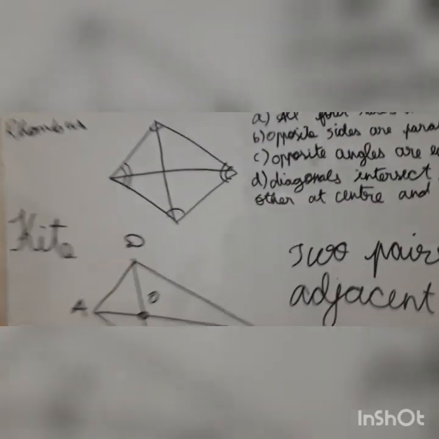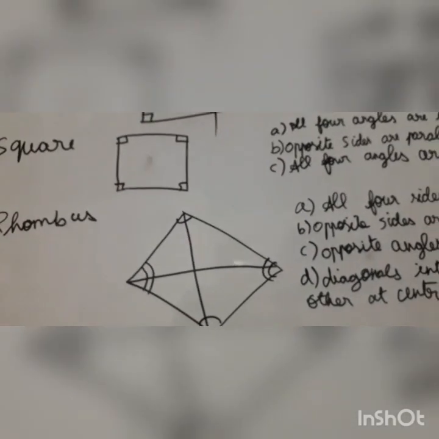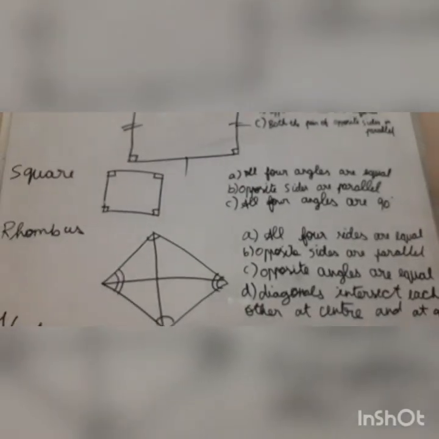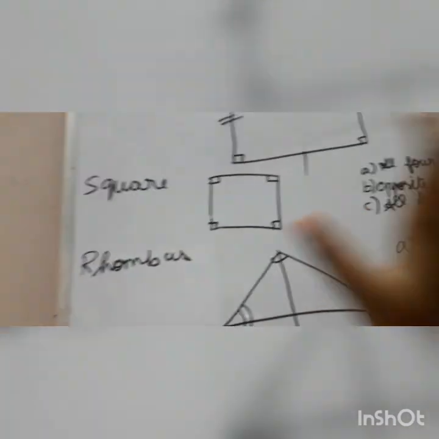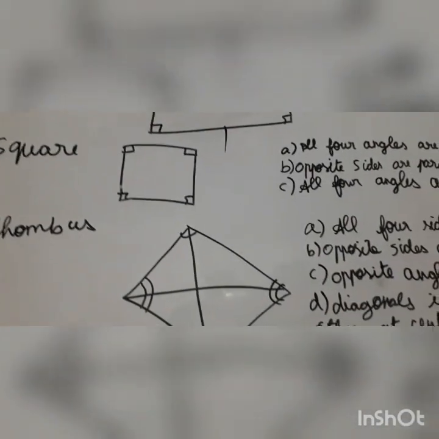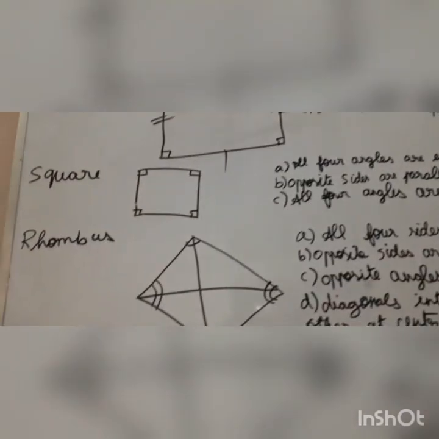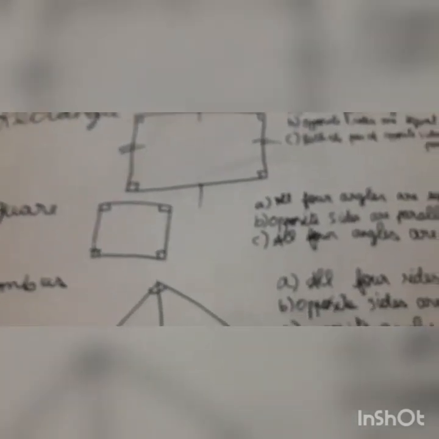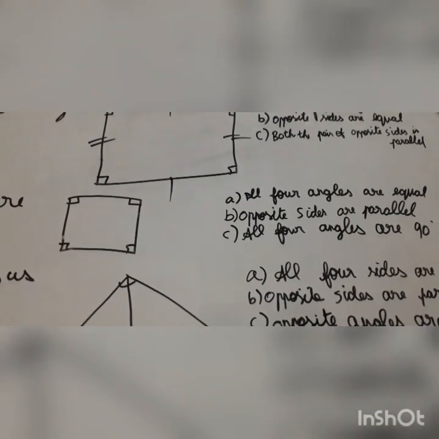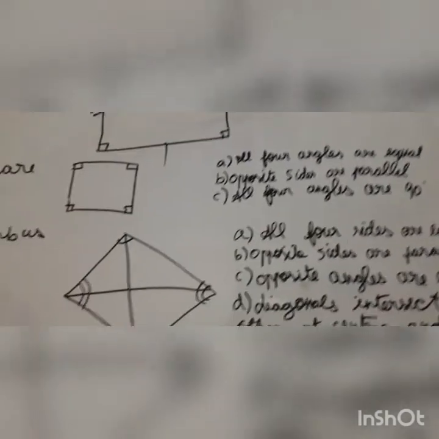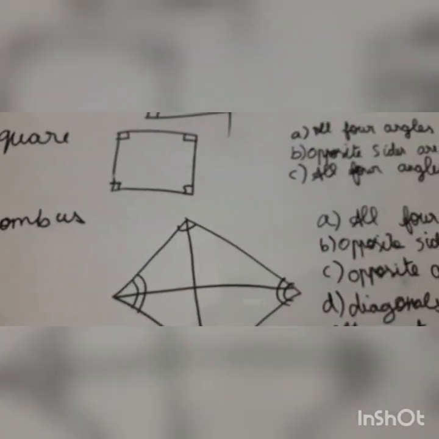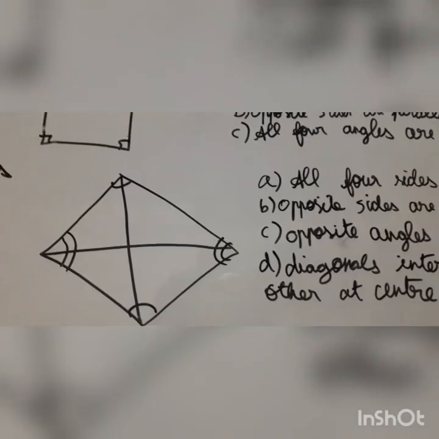Next one is square. Okay, in a square all four angles are equal. I mean these four angles are equal and opposite sides are parallel. And the same as I said in the rectangle, the four angles are 90 degrees. The square also has four angles of 90 degrees.